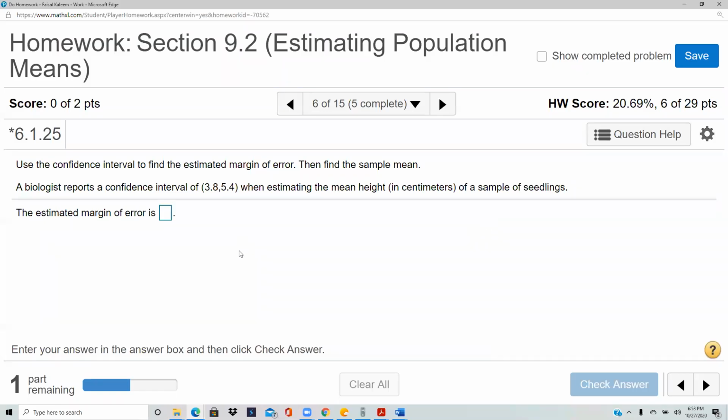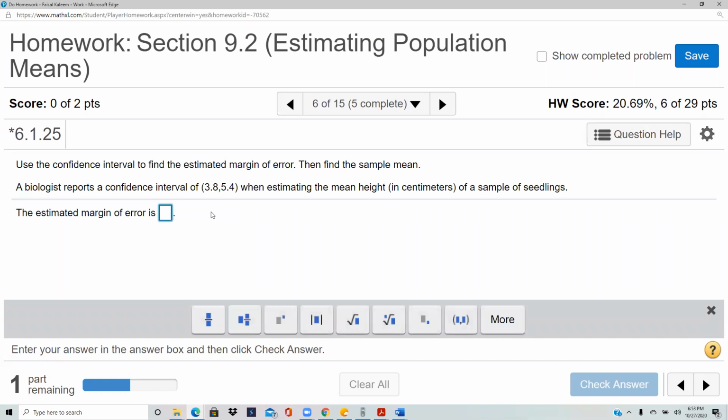Use the confidence interval to find the estimated margin of error. So remember, we had that formula that margin of error is U minus L divided by 2, which we were using for confidence intervals of proportions. Here they are talking about confidence intervals of means, which is what we'll be talking about in this section. But that formula still applies.